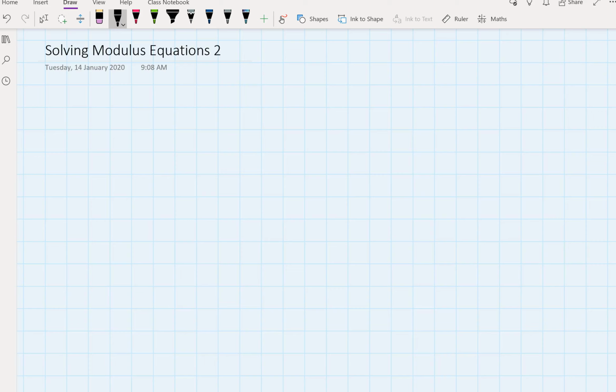Hi, so some more modulus equations. Let's see what happens when we try to solve this equation over here: the modulus of 2x minus 3 is equal to 2 minus x.